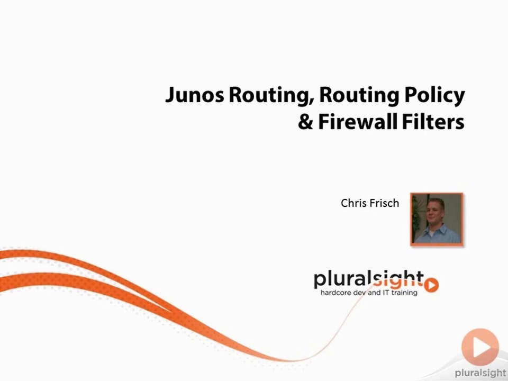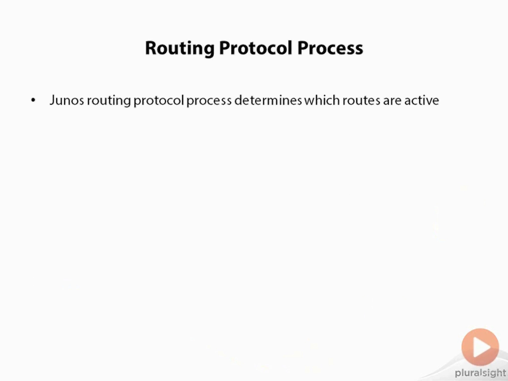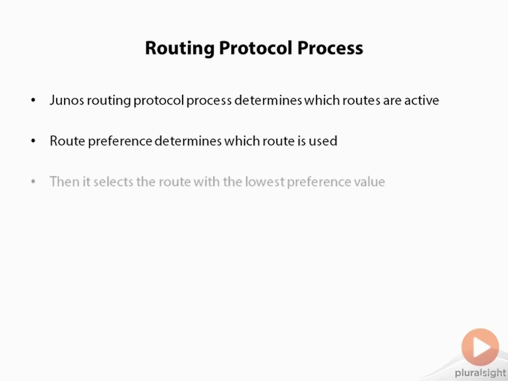Welcome back. The Junos OS routing protocol process uses information in its routing tables and in the configuration file to choose an active route to use. Junos might know of many routes to a given destination, but route preference is what determines which route is used. The Junos routing protocol process determines which route is active by selecting the route with the lowest preference value.